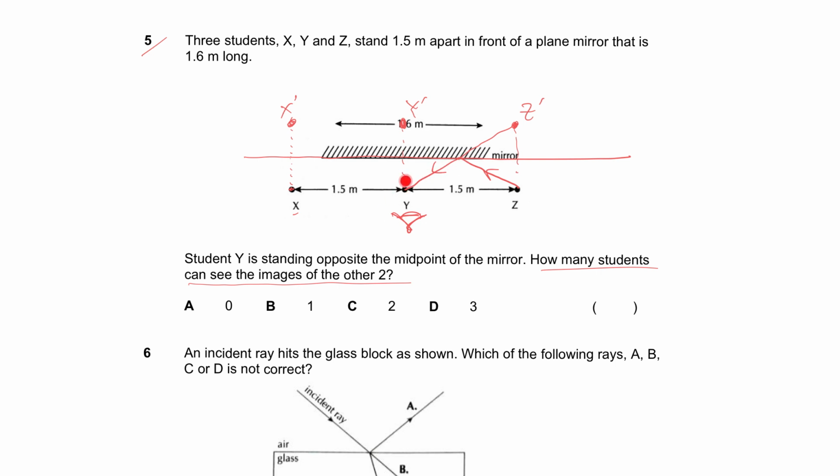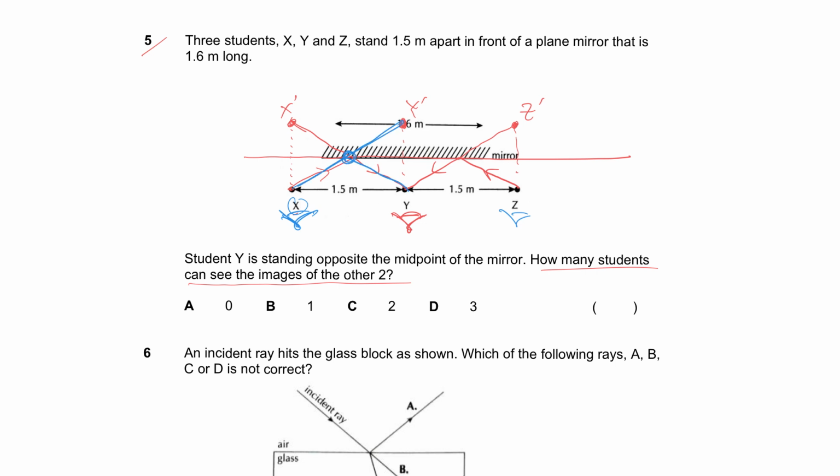So definitely if you're standing here, you can see Z, and it's the same for your X, because this question happens to be easy in a way, because it's symmetrical. So Y will be able to see Z and X. So there's one student that can do that already. Then to prove to you, what if you are standing at X here? It's the same as standing at Z here because they are the same. I will just do one to show you. Let's say you are standing at your X here. Will I be able to see Y? Just draw the ray diagram.